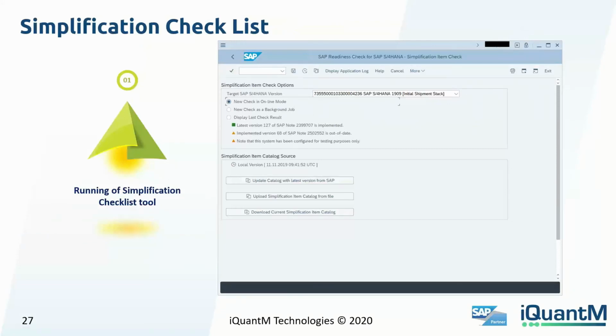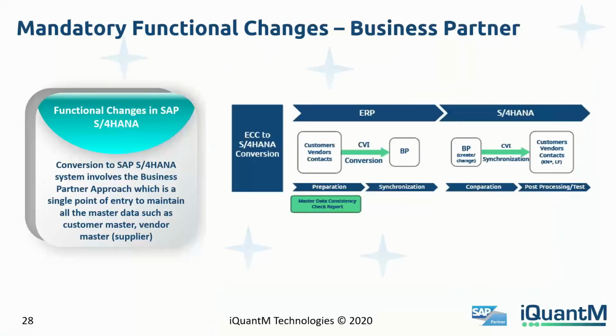And then the simplification checks, this is a major thing which I think I explained before. Once you are ready for the S4 conversion, you run the simplification checks to make sure that you are error free, your data inconsistencies are corrected in the source system, and your functionality configuration issues are corrected in the source system, so that you can have a smooth transition to S4. Moving along, I will explain the functionality changes that SAP asks customers to mandatorily change in their source system. One such change is the business partner conversion.